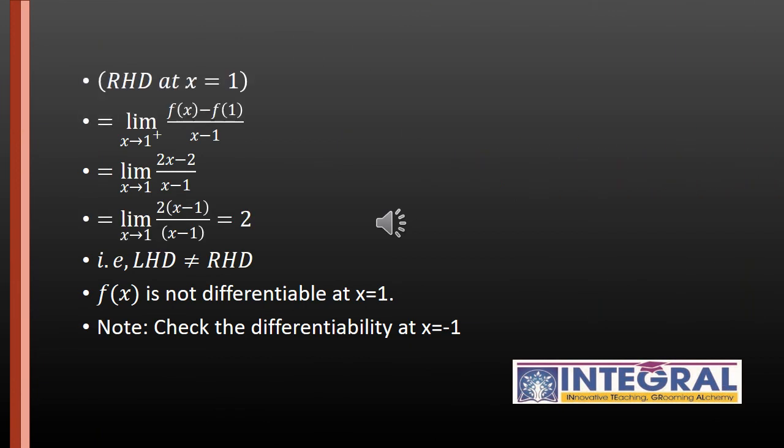Now here we find the right hand derivative at x equals 1, which is limit as x tends to 1 plus. For values greater than 1, f(x) will be 2x. That definition is given. So it is (2x minus 2) by (x minus 1), which is 2 into (x minus 1) by (x minus 1). Cancelling this x minus 1, we get it as 2. So the left hand derivative is not equal to the right hand derivative. So f(x) is not differentiable at x equals 1. Similarly, we can check the differentiability at x equals 1.